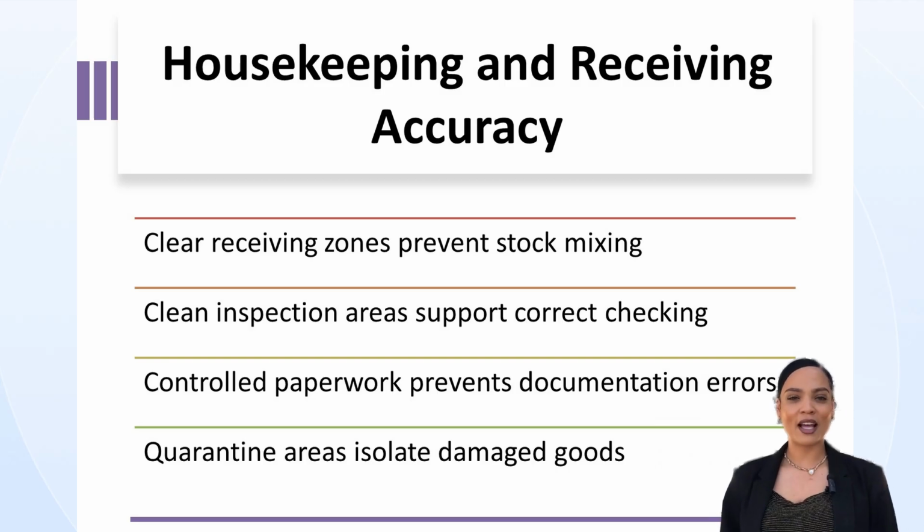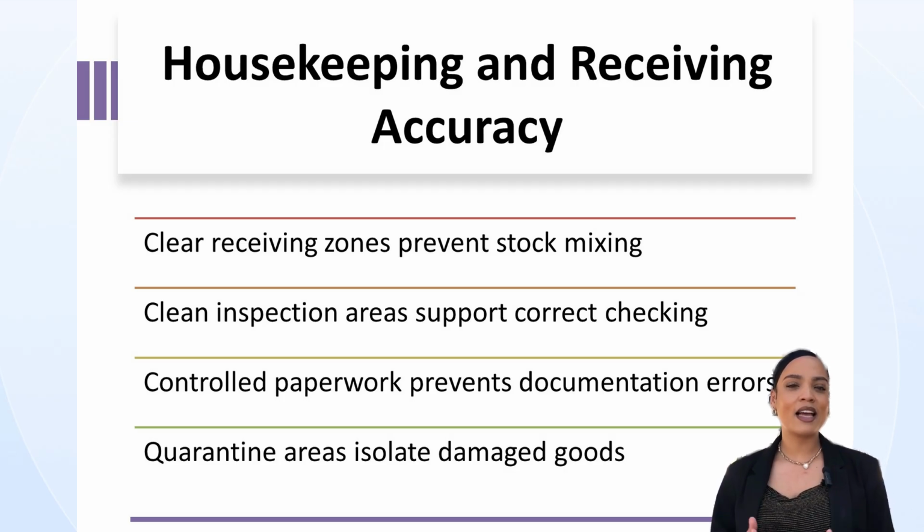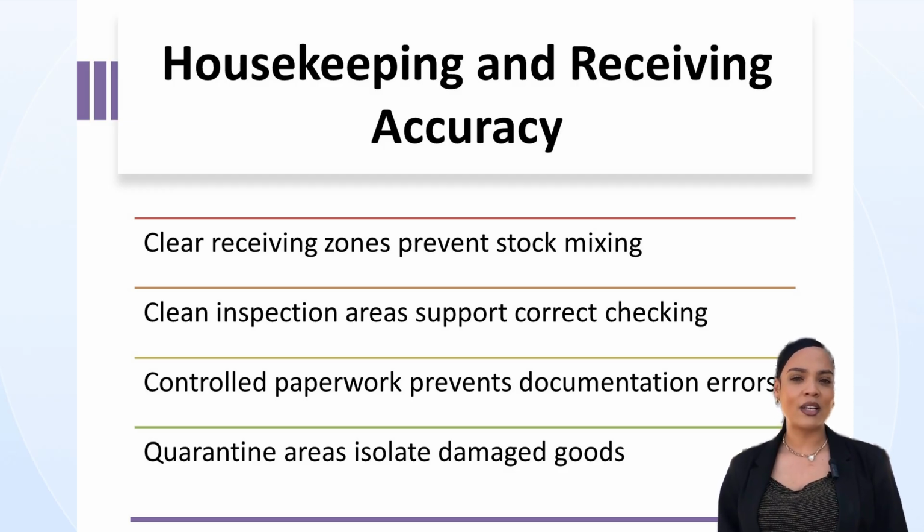Housekeeping practices play a crucial role in accurate receiving and dispatching. Accuracy in this environment means the right item, the right quantity, the right condition, and the right documentation at the right time. A well-maintained and organized work area supports accuracy because it reduces confusion and creates clear control points.